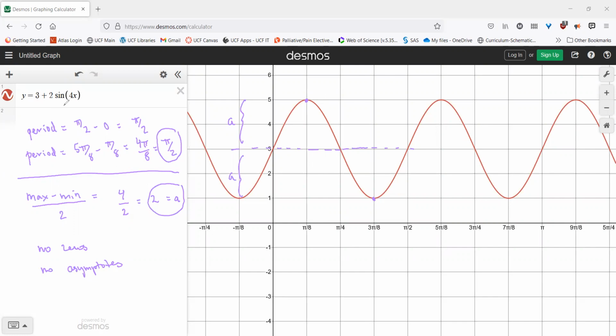All right, but we kind of see how one that we know works in Desmos. All right, so let's go ahead and clear this out and let's try another one.